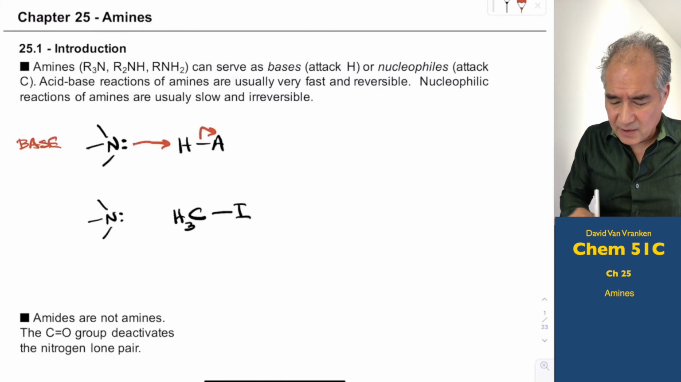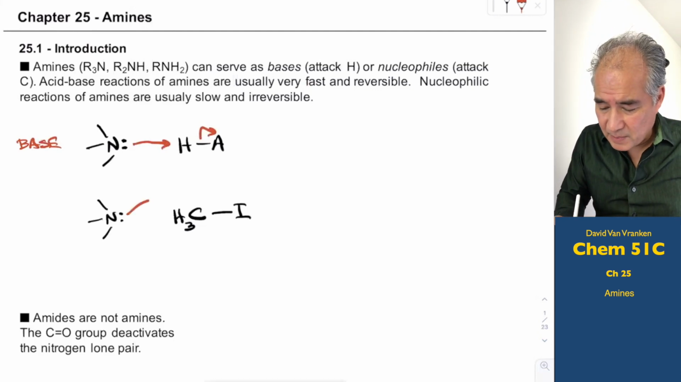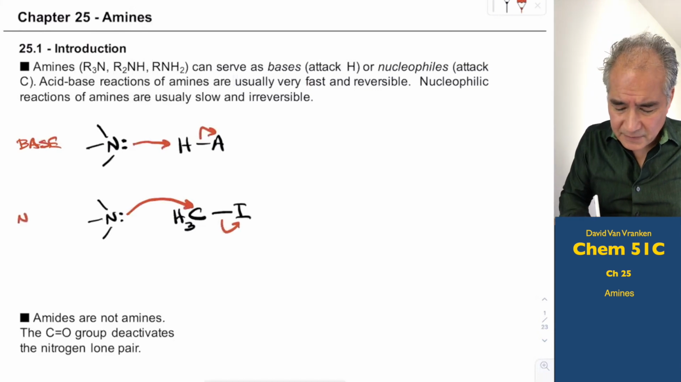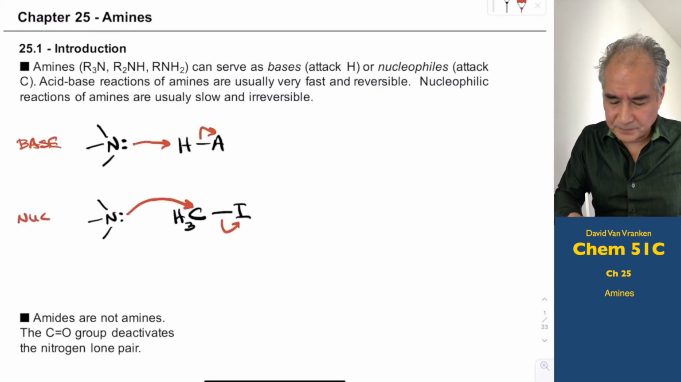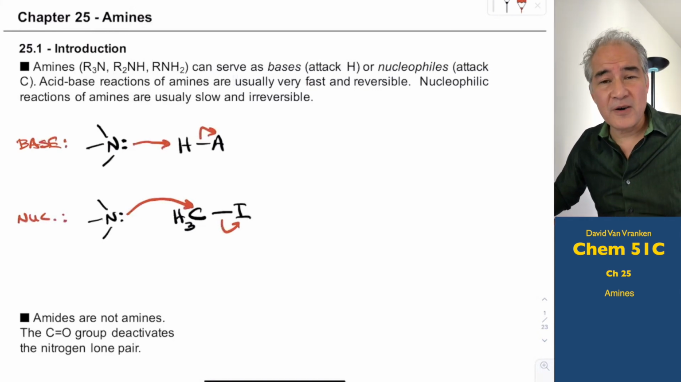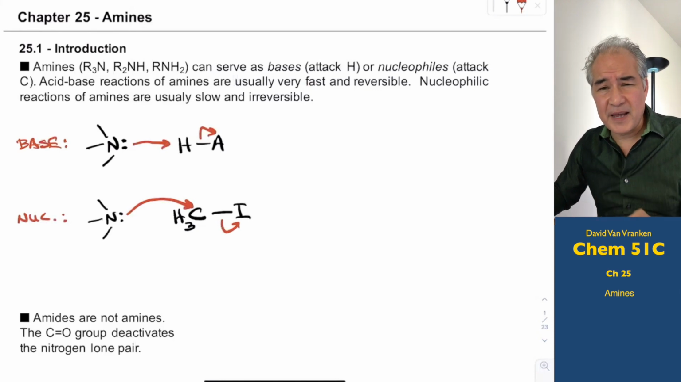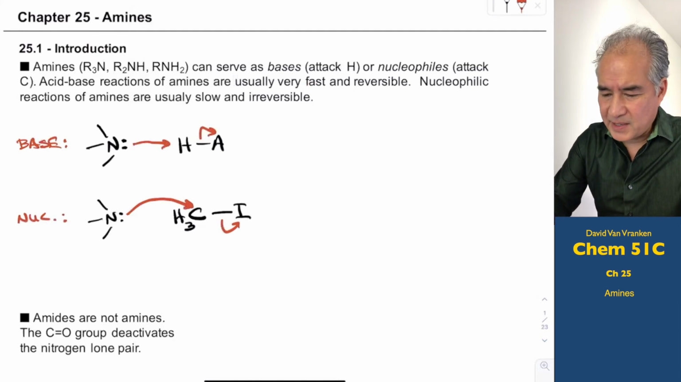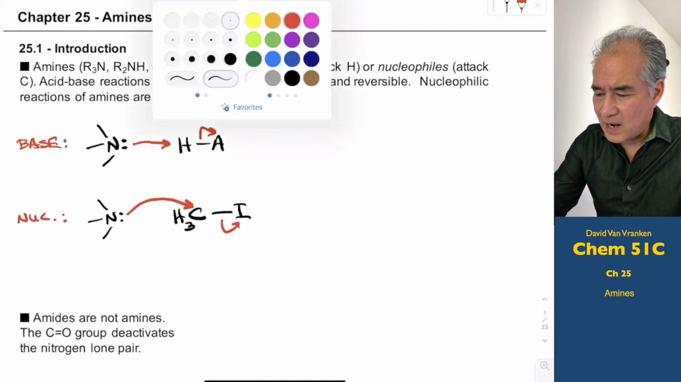Down below here, if I'm using this to make carbon-carbon bonds, or bonds to carbon, carbon-nitrogen bonds, now I'm going to refer to that as a nucleophile. I'll just abbreviate there. So the same reactant, and I'm going to use different words, either base or nucleophile, and depending on whether I call it a base or nucleophile, you know what I'm going to do with my arrow pushing. You'll know what's going to happen in the reaction just based on the way I describe that.